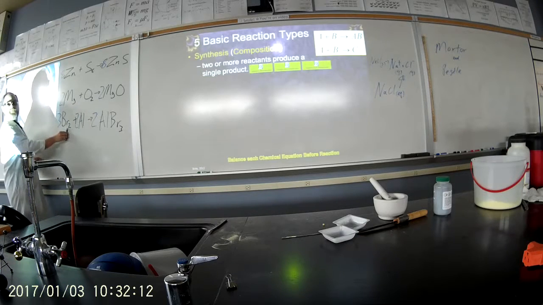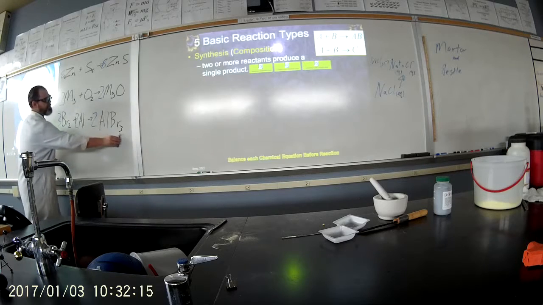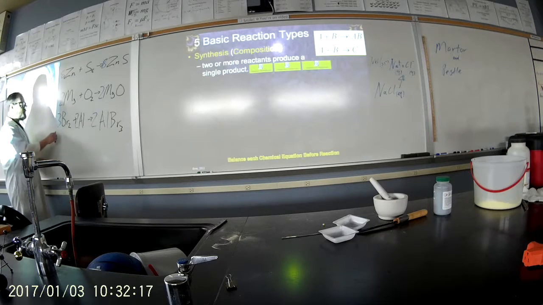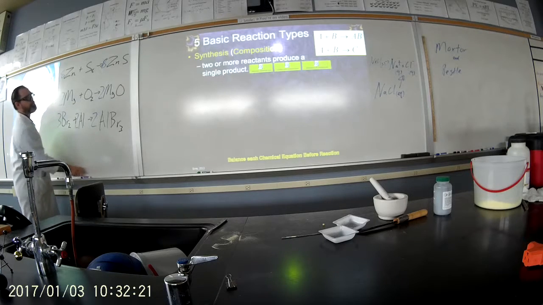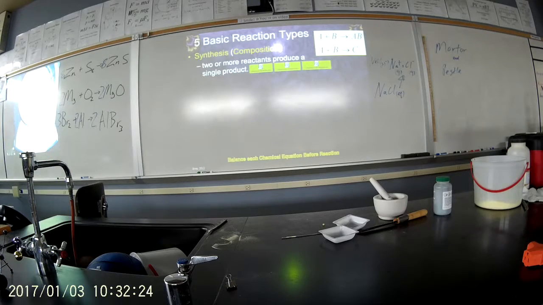3 times 2 is 6. 2 times 3 is 6. 6 bromines, 6 bromines. 2 times 1 for 2 aluminums, 2 times 1 for 2 aluminums, and it's balanced.